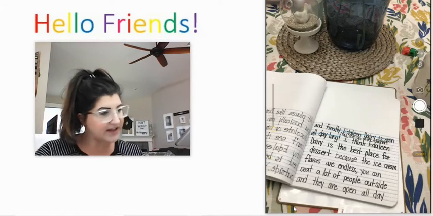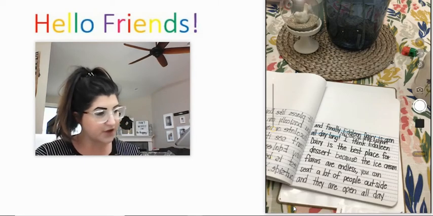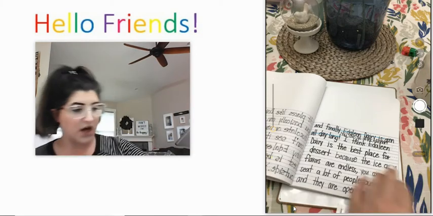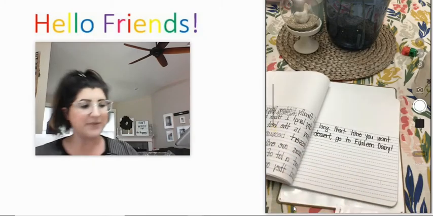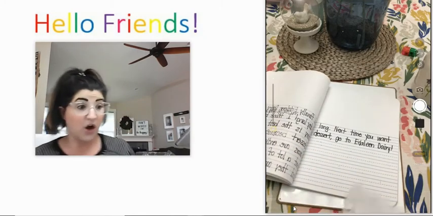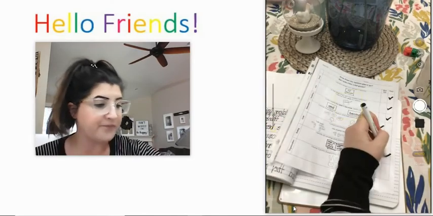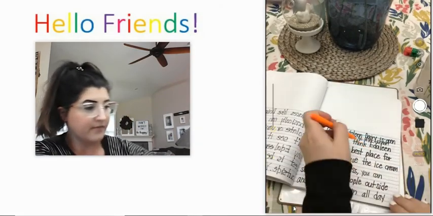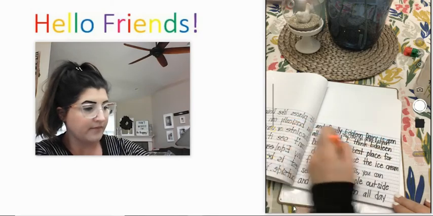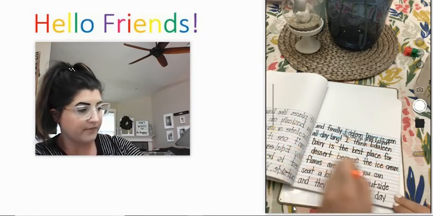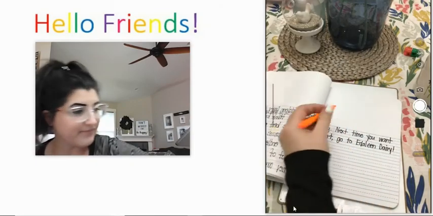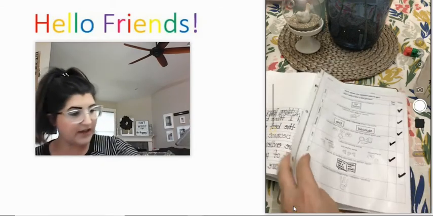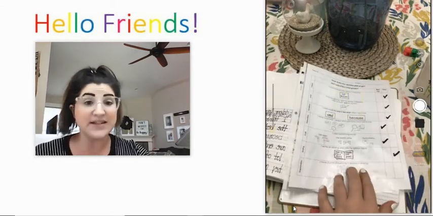I think Edaline Dairy is the best place for dessert because the ice cream flavors are endless. You can see a lot of people outside. They're open all day long. And how did I hook my reader? Next time you want dessert, go to Edaline Dairy. All right, so I definitely have an ending. Okay, friends. So, did I have a beginning, 3 reasons and an ending?